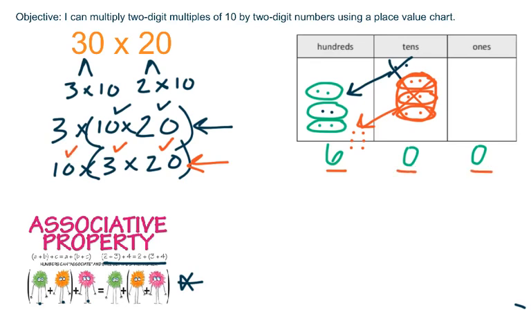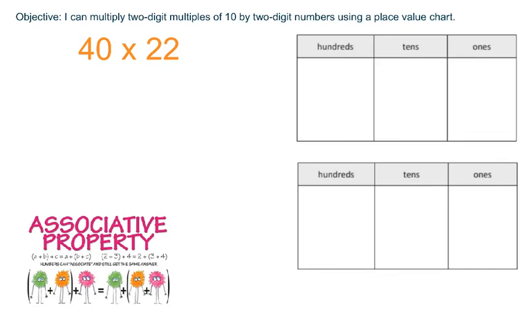So that just goes to show that no matter how I rearrange those numbers, I'm still going to get the correct answer so long as I keep those 3 numbers that I started with. So let's take this knowledge and our new findings of the associative property, and apply them to a little bit different, more difficult problems. Okay, so our first problem, with our objective of what we're looking at today, so I can multiply 2-digit multiples of 10 by 2-digit numbers, is going to be 40 times 22.